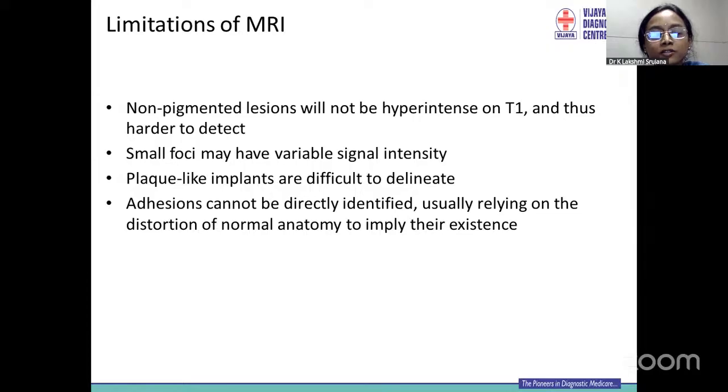Coming to pitfalls of MRI, non-pigmented lesions will not be hyperintense on T1 and thus harder to detect. Small foci are also very difficult to detect, and adhesions cannot be directly identified. We have to rely on ancillary findings like distortion of normal anatomy to imply their existence.